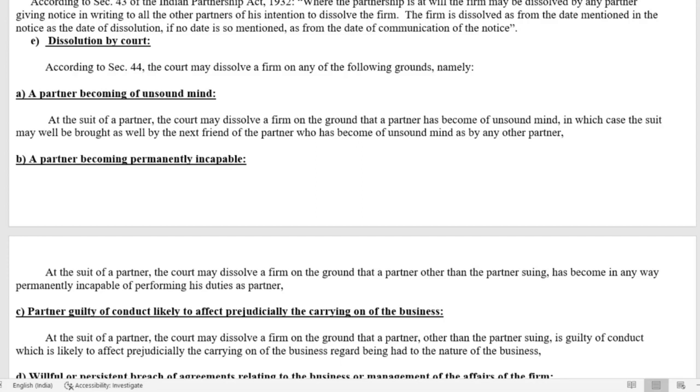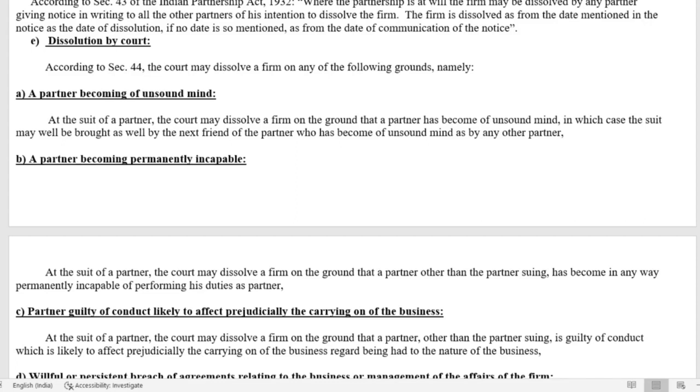So when one of the partners becomes insane, then any partner may apply to the court for dissolution. There must be adequate proof to show that the partner has really been suffering from unsoundness of mind. If a sleeping partner becomes insane, the court may not order the dissolution. Here the case law of Kirby versus Kerr is very important with regard to this aspect.